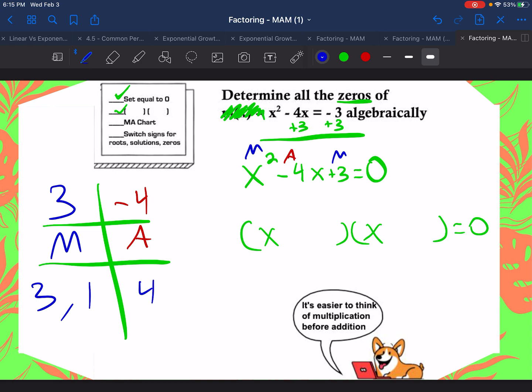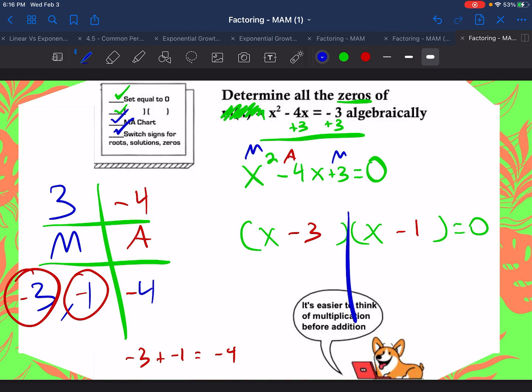I want -4. There's another way to multiply to +3, and that's with 2 negative numbers. Negative times negative is a positive. -3 plus -1 equals -4. So I'm going to use -3 and -1. I just throw those right into my factors. Now to get my solutions, I just got to switch the signs.